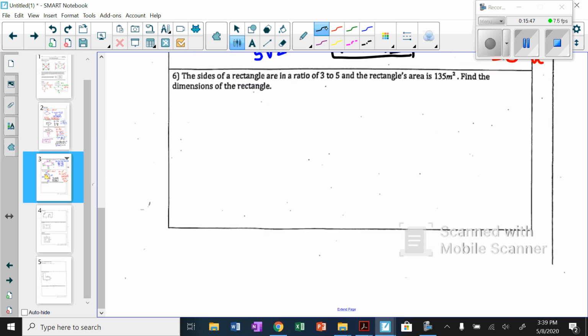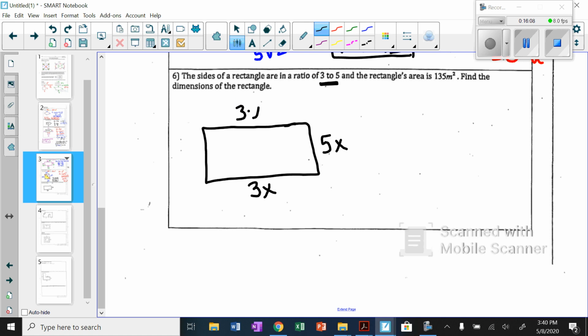The sides of a rectangle are in the ratio of 3 to 5, and the rectangle's area is 135 meters squared. Find the dimensions of the rectangle. So let's draw a rectangle. The sides of a rectangle are in a ratio of 3 to 5. Remember, the minute we take the numbers out of the ratio, we're going to put an x in it. So we're going to say 3x, 5x, 3x, 5x, right?